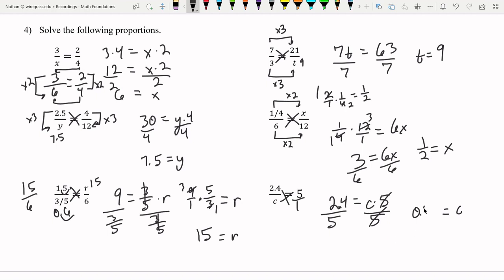I get 0.48. So if I were to check that, I could do 2.4 over 0.48. Moving the decimal 2 spaces each, it's 240 over 48. I can reduce that down by 4. It's going to be 60 over 12. And I can divide top and bottom by 12. That gives me 5 over 1, and that is 5 over 1 here. So that all checks out.